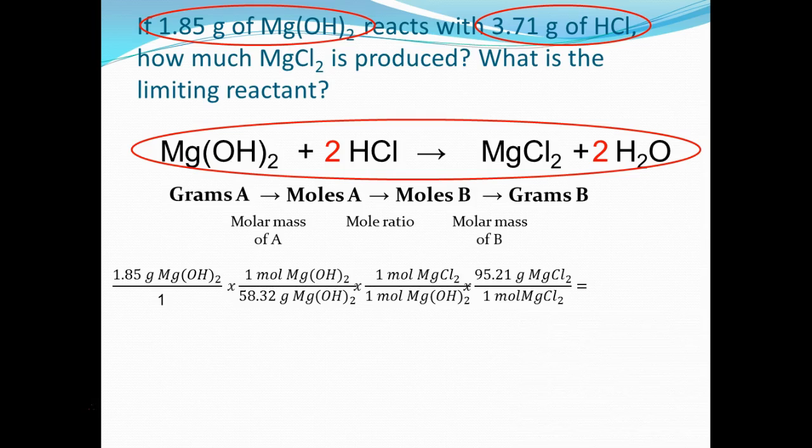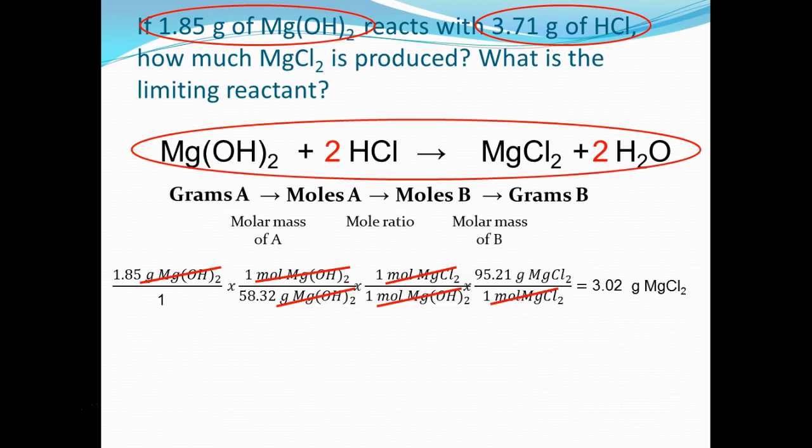And so now we can just solve, which would take 1.85 divided by 58.32 times 1 divided by 1 times 1 divided by 1 times 95.21, which gives us 3.02. And as we've always done, we go through and cancel out our labels. So those two cancel, those two cancel, those two cancel, leaving us with grams of magnesium chloride. Okay, so that solves what we need for the first portion.